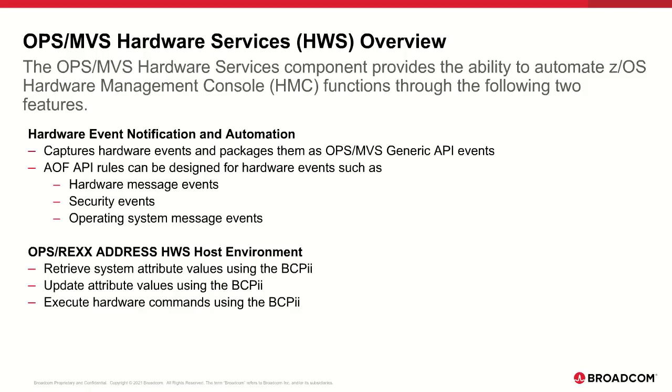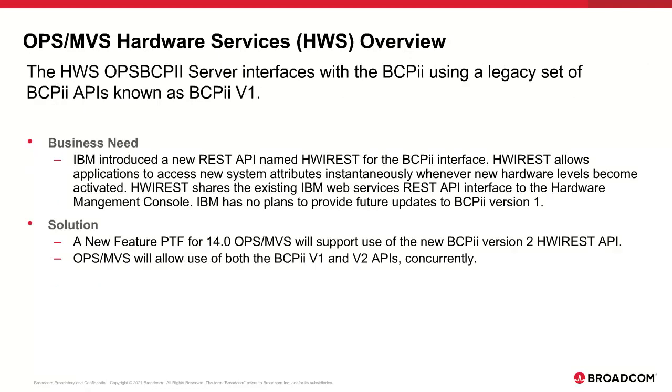The OPSREXX ADDRESS HWS host environment interfaces with the BCPII to retrieve system attribute values, update attribute values, and execute hardware commands. The direct interface with BCPII is through the OPS BCPII server. The HWS OPS BCPII server interfaces with the BCPII using a legacy set of BCPII APIs known as BCPII version 1.